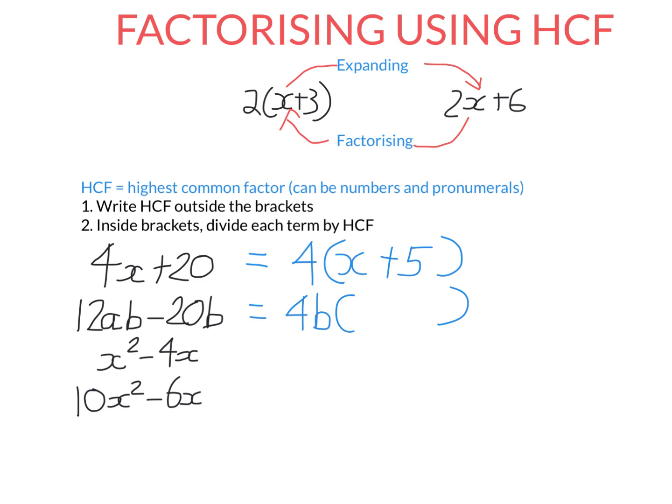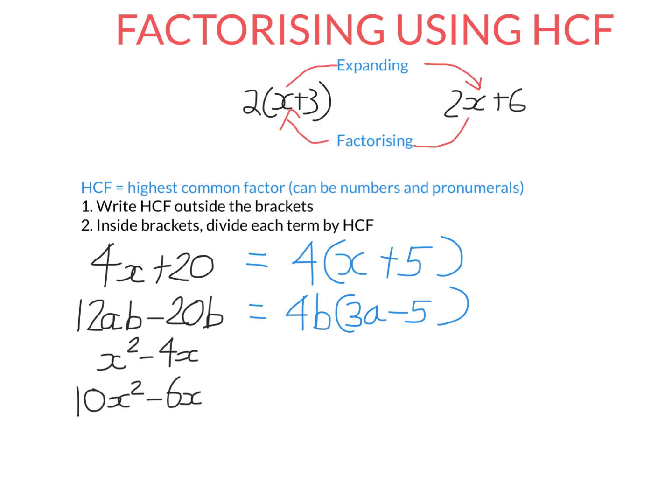So 12ab divided by 4b. I'm saying, what do I need to times by 4b to get 12ab? Well, I need to times by 3 to get to 12, and I need to times by a, so it's 3a. Now, what do I times by 4b to get negative 20b? Well, negative 20 divided by 4 is just negative 5. I don't put a b here, because I've already got the b. 4b times negative 5 is negative 20b. If I were to expand this, I'd get 12ab minus 20b, the original expression.